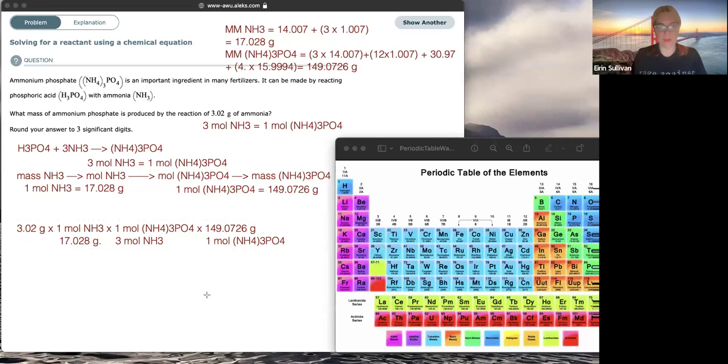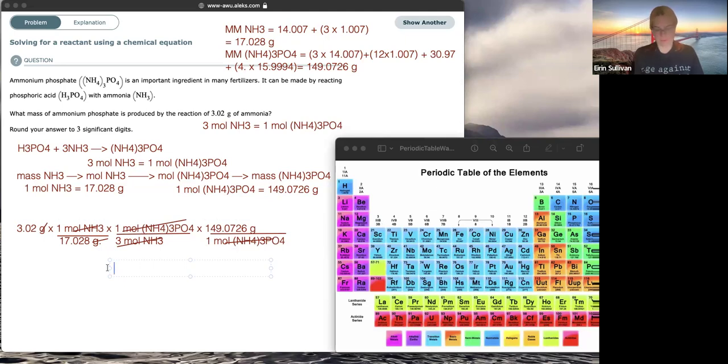Okay, so you should be able to check that everything is cancelling appropriately with those unit conversions. So grams will cancel, moles of ammonia will cancel. This is why it's always important to write moles of what? Moles of ammonium phosphate will cancel, leaving me with the mass in grams. So let's see if we can work it out.